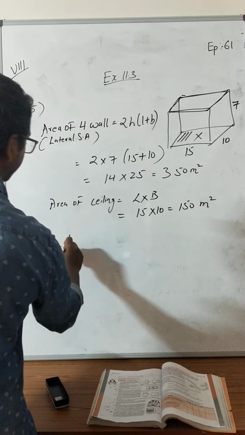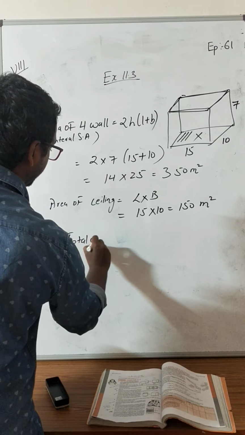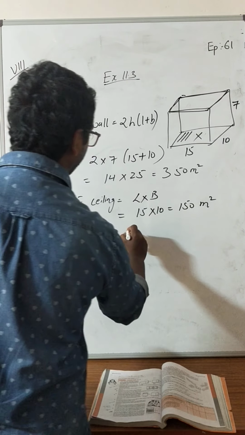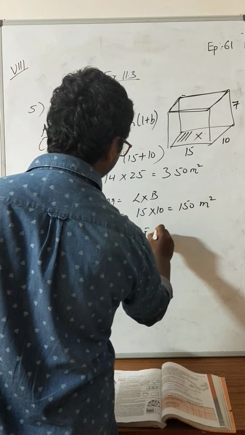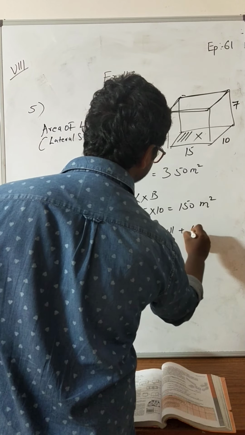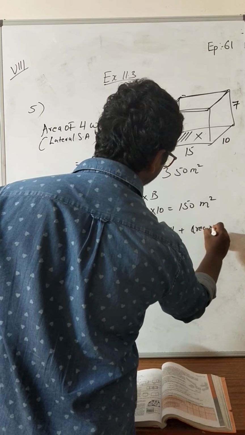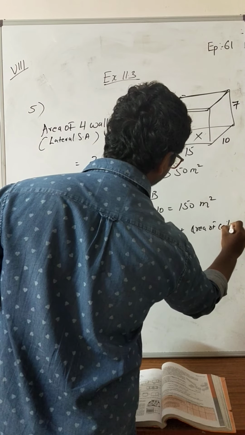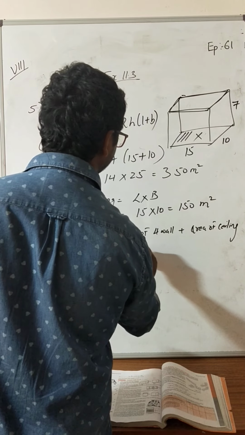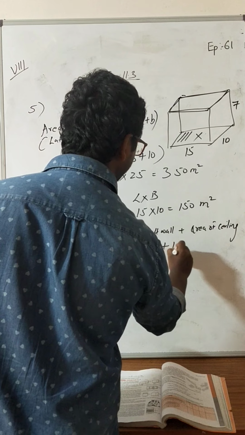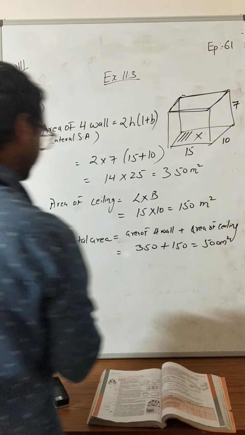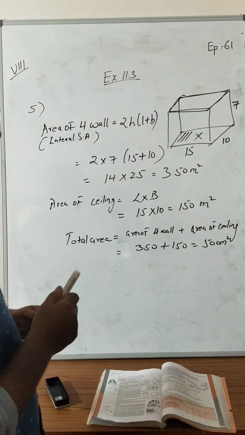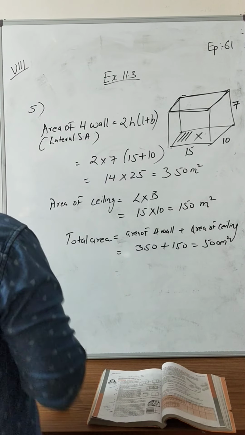Now the total area that needs to be painted is the area of the 4 walls plus the area of the ceiling. The area of the 4 walls is 350 plus the area of the ceiling 150, which is equal to 500 meter square. So the total area that we are getting is 500 meter square.